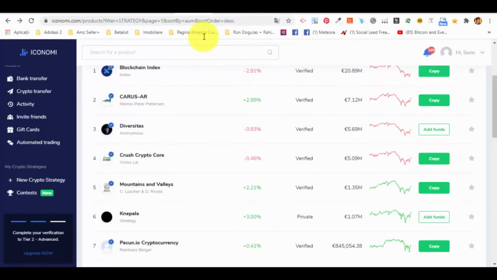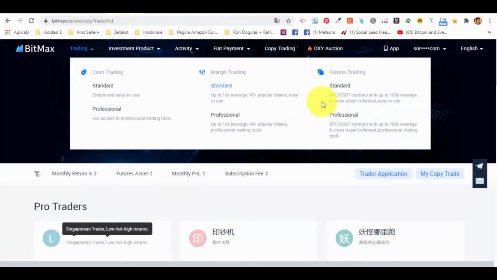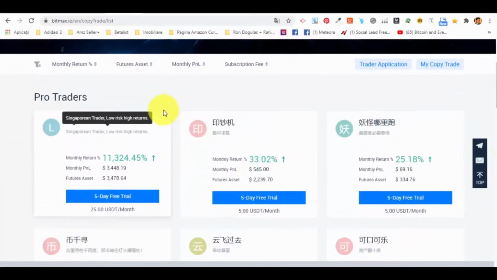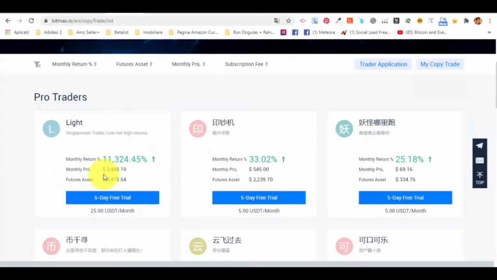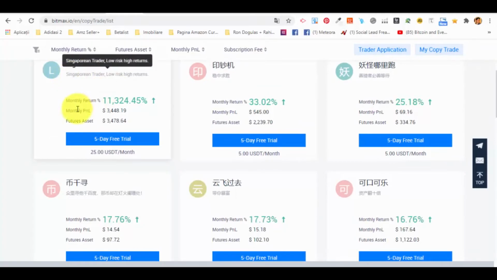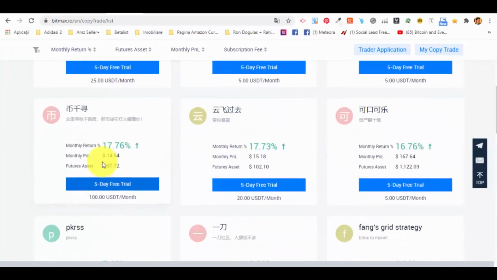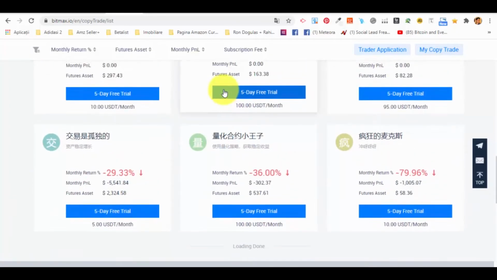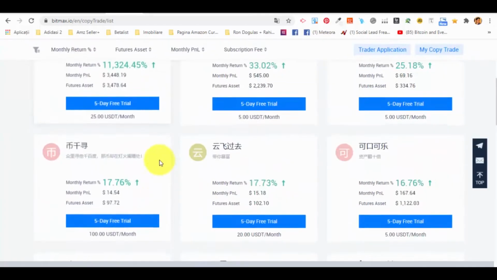Now, another platform where you can copy traders is BitMax. You see the option here, copy trading, and if we scroll down, you can see exactly the traders that you can copy at the moment. These are the traders that you can copy. As you can see, it's not as spectacular as eToro, but still it's an interesting platform.